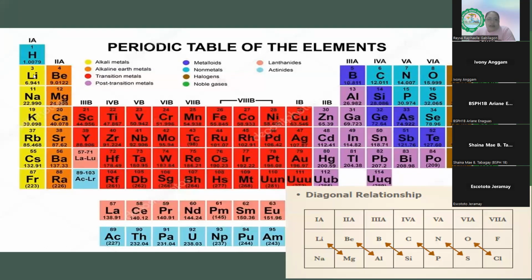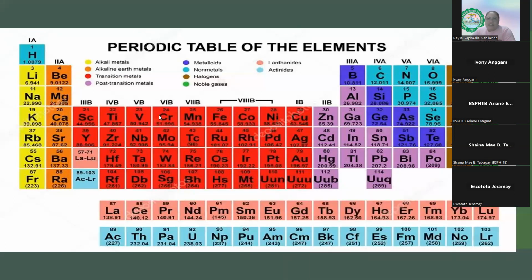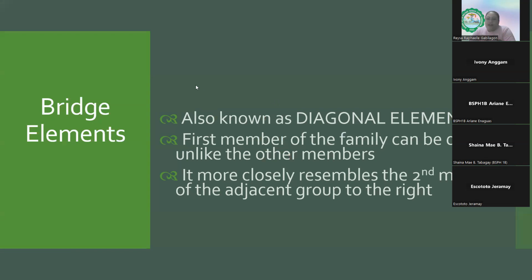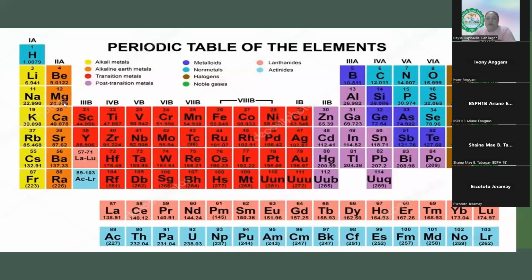So lithium class, kanyang property, its behavior is actually a little different with that of the sodium, potassium, rubidium, and so on. It's more similar to the next group, the second element of the adjacent group, and that is actually magnesium. So since it's diagonal, and that is the reason why we call it diagonal element, diagonal or the bridge element.